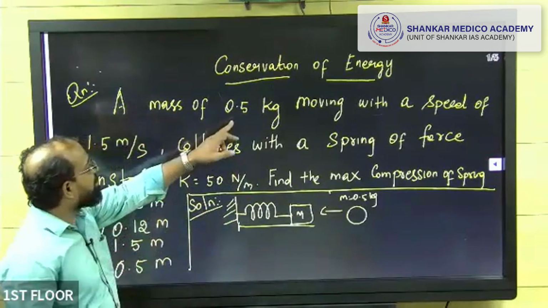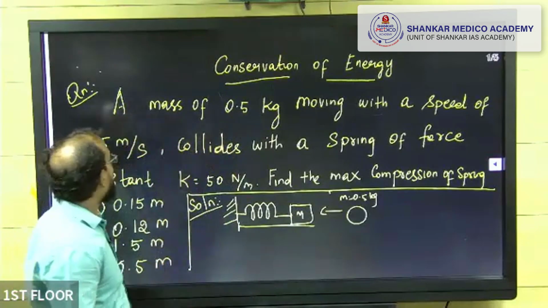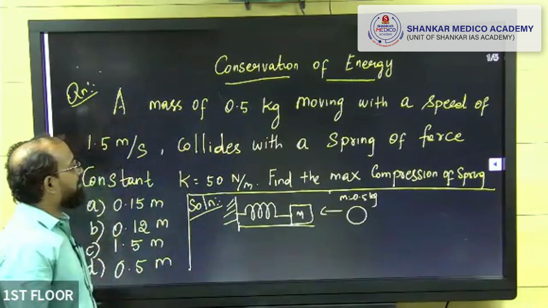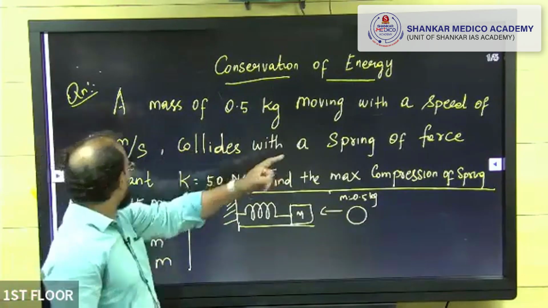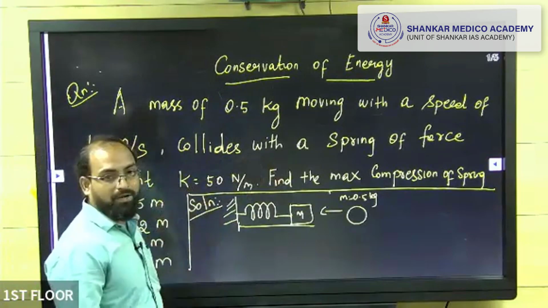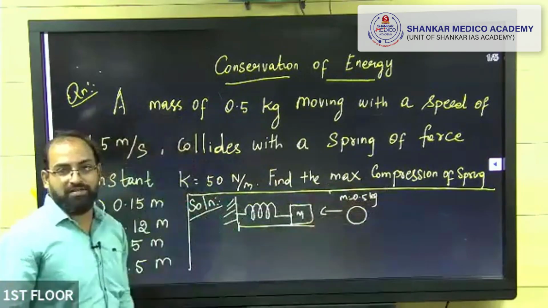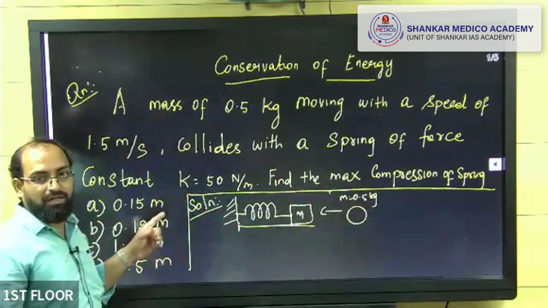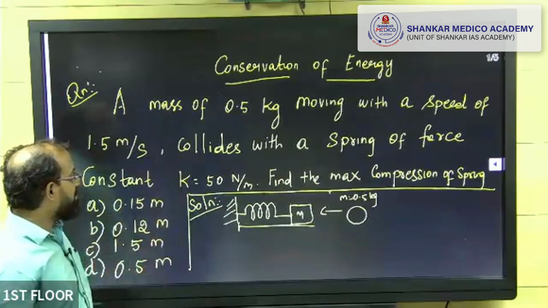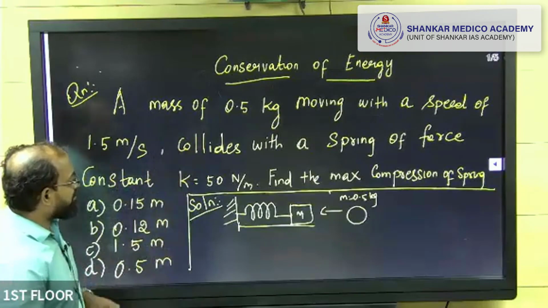A mass of 0.5 kilogram moving with a speed of 1.5 meter per second collides with a spring of force constant k equal to 50 Newton per meter. Find the maximum compression of the spring. Okay, this is the question. This question is based on conservation of energy. Let me see how they have given this question.